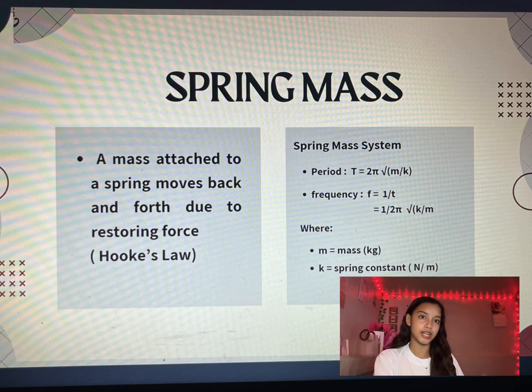So as you can see on the right side of my slide, it is about the spring mass system's formula. The period T is equal to 2 pi square root of m over k. Then the frequency f equals 1 over T, equals 1 over 2 pi square root of k over m, where m is the mass in kilograms, while k is the spring constant in Newton per meter.